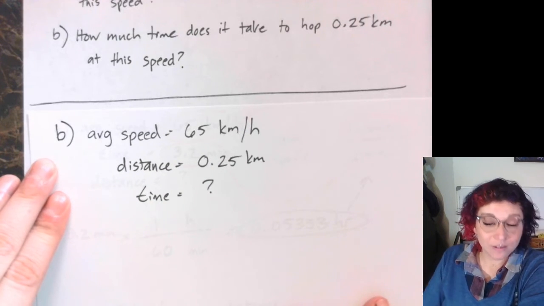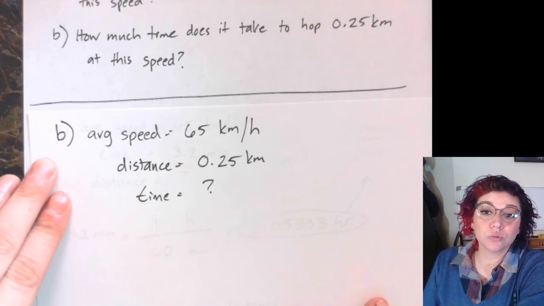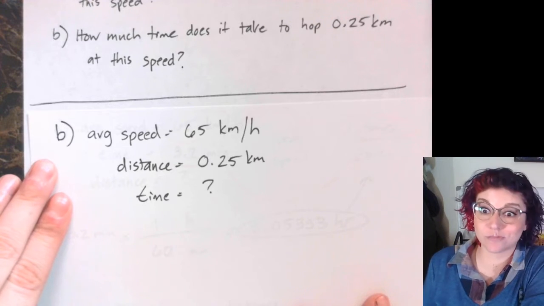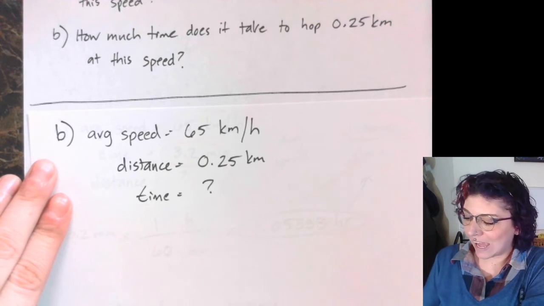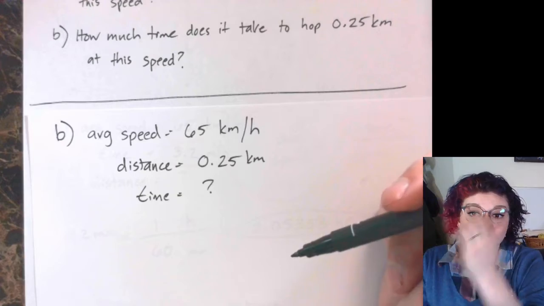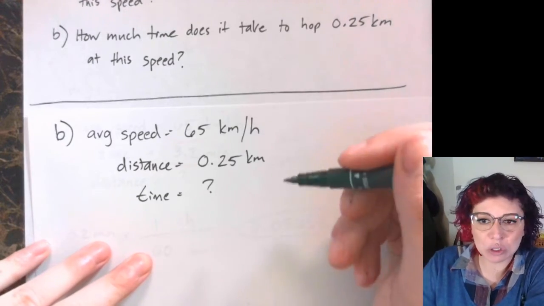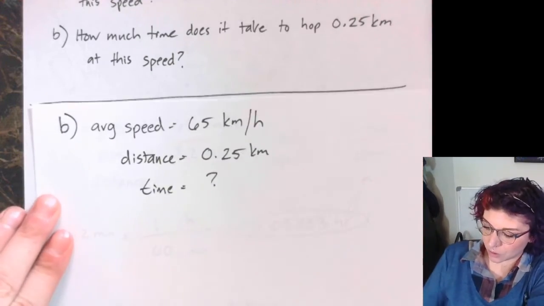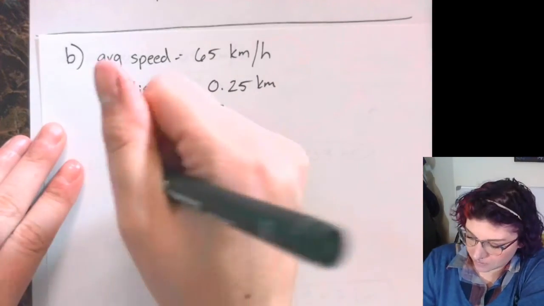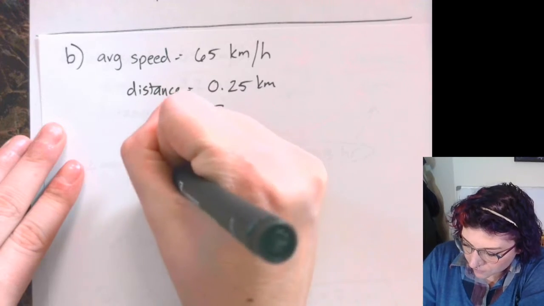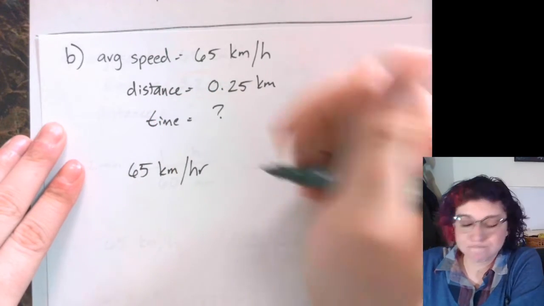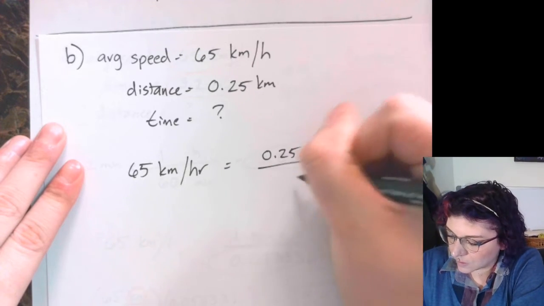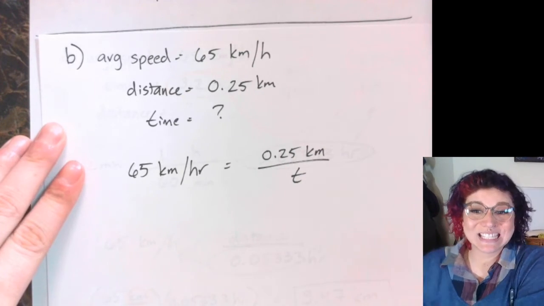So again, we're going to look at our relevant equations, and we see that the average speed equation is very relevant here. And then we look at our units to see if we need to do any converting, and nope, we're good. We're going to end up with an answer in hours. So swap this information in. 65 kilometers per hour is equal to 0.25 kilometers over, I'm going to use T for time.